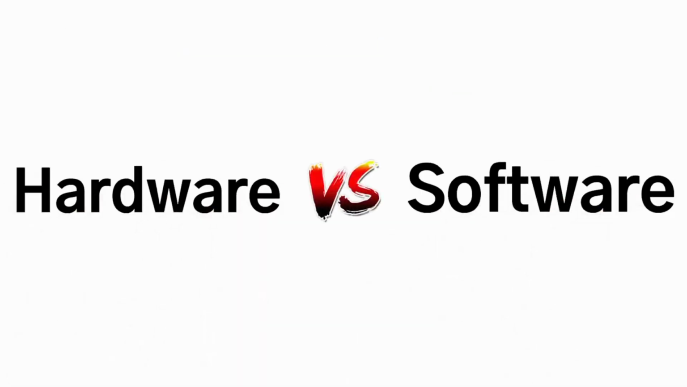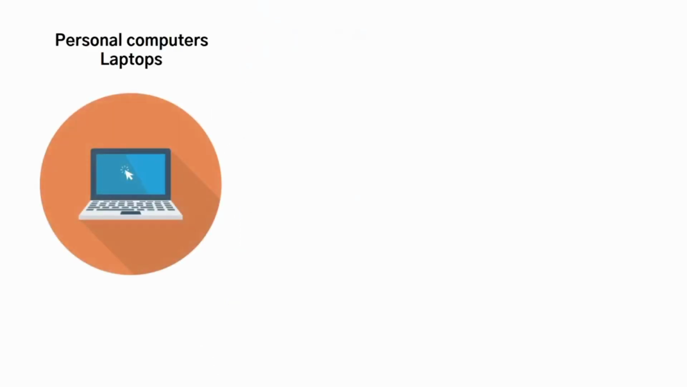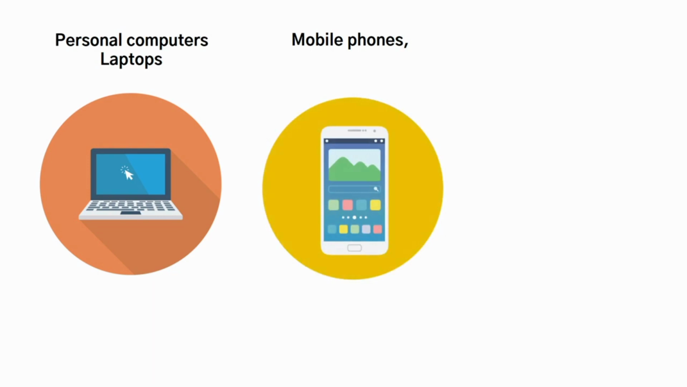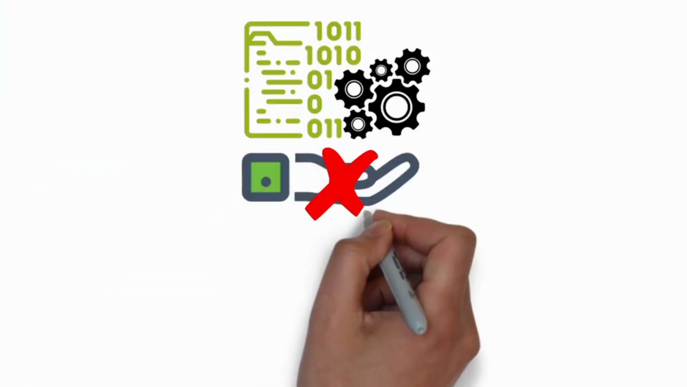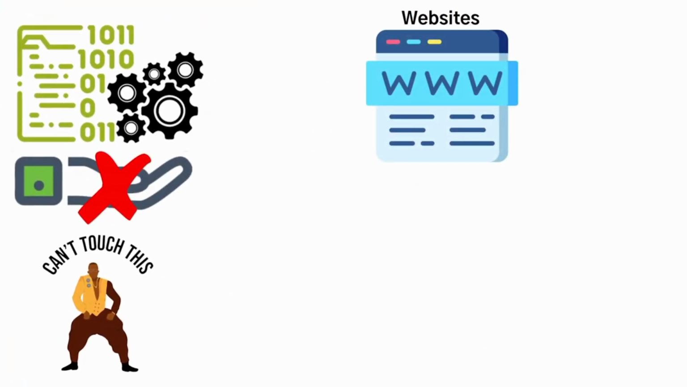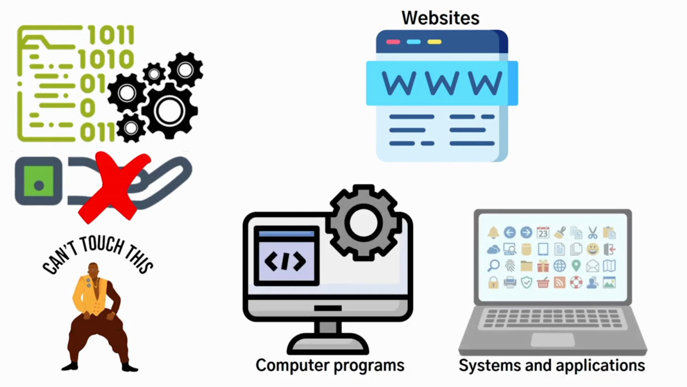Next, let's talk about hardware versus software. Before we can discuss examples of information technology, it's important that we talk about hardware and software. Hardware is tangible technology that you can actually touch when it comes to dealing with information technology. From personal computers, laptops, mobile phones, tablets, and everything else that is physical and is used for the purposes of IT. Software, on the other hand, is intangible, aka you can't touch it. So this would be things such as websites, computer programs, or systems and applications.